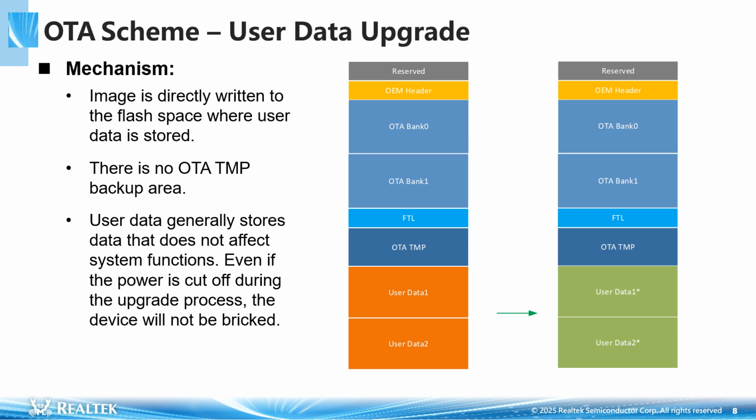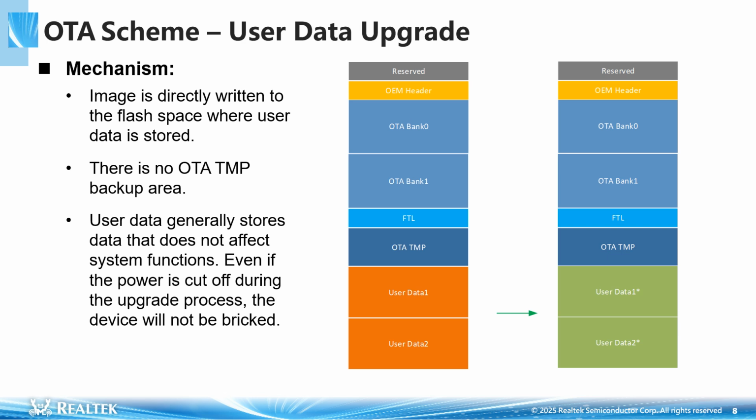This is because user data usually contains information that does not affect system functionality. Even if a sudden power outage occurs during the upgrade process, the loss or corruption of these data will not result in the device becoming bricked. Therefore, this upgrade mechanism can tolerate higher risks. It does not have to worry about causing significant impact on the device.